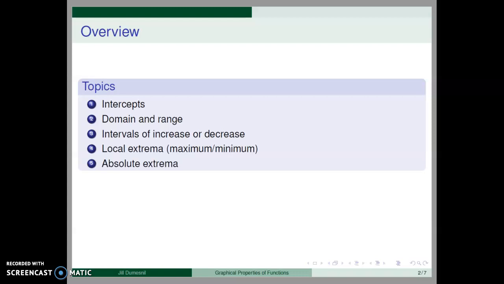Absolute extrema. Absolute extreme values are exactly what the name implies, the biggest or smallest function value over the entire domain. Note that absolute extrema are also called global extrema in some texts. We will give both examples of these graphical features as well as precise mathematical definitions of them.